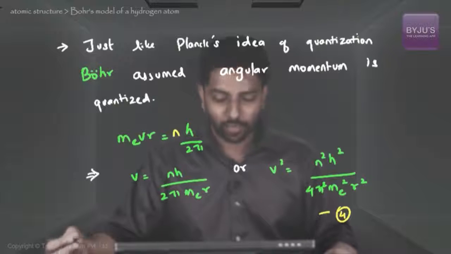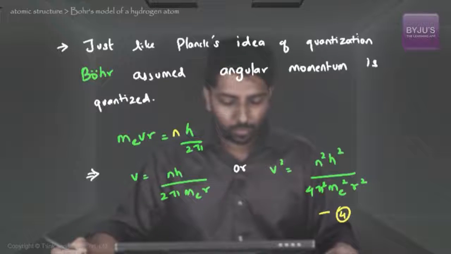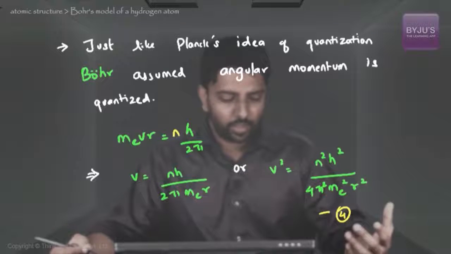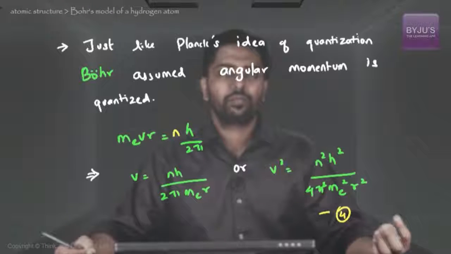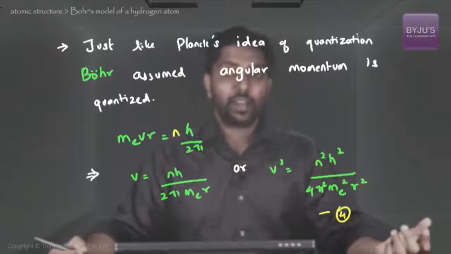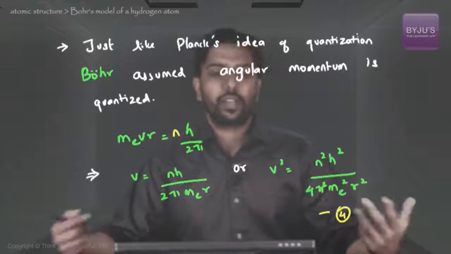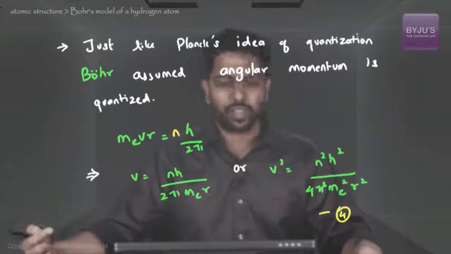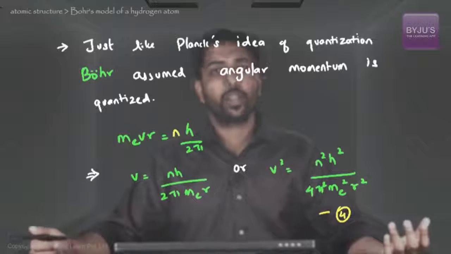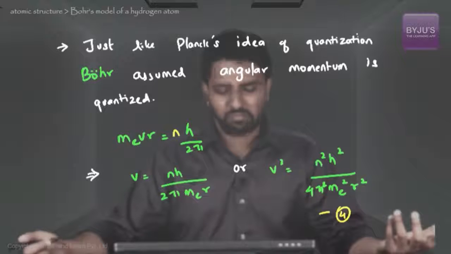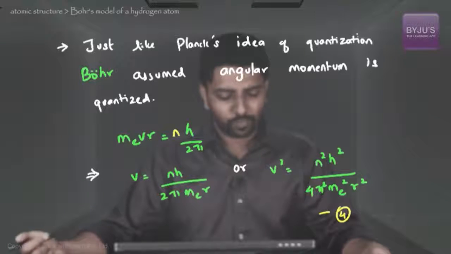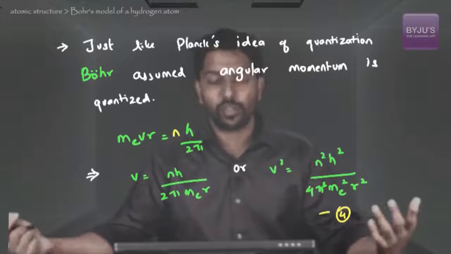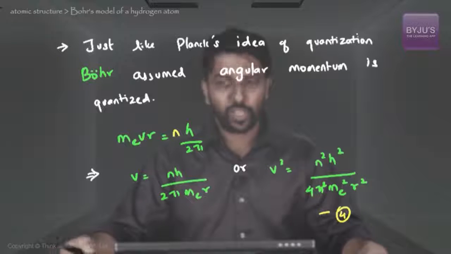Just like Planck's idea of quantization, Bohr assumed that the angular momentum is quantized. It was a very inspired move. Planck, in his explanation for black body radiation, assumed that energy is quantized, and for reasons unknown, of all the quantities in the world, Bohr assumed that angular momentum is quantized. m v r equals n h by 2 pi.